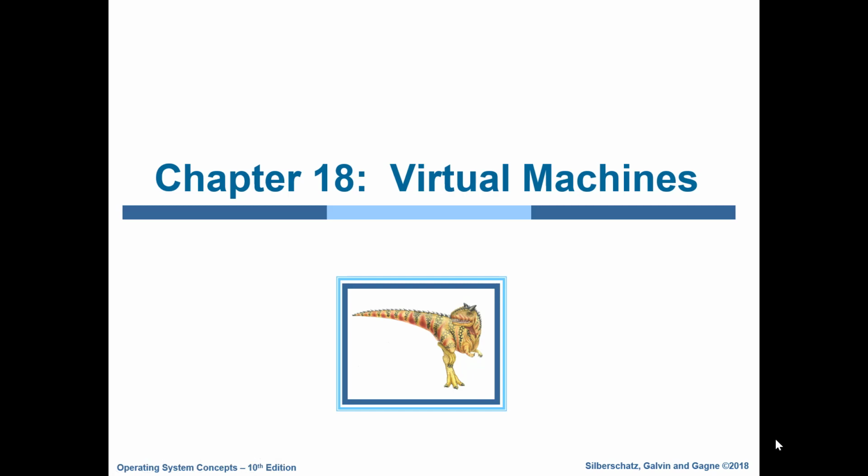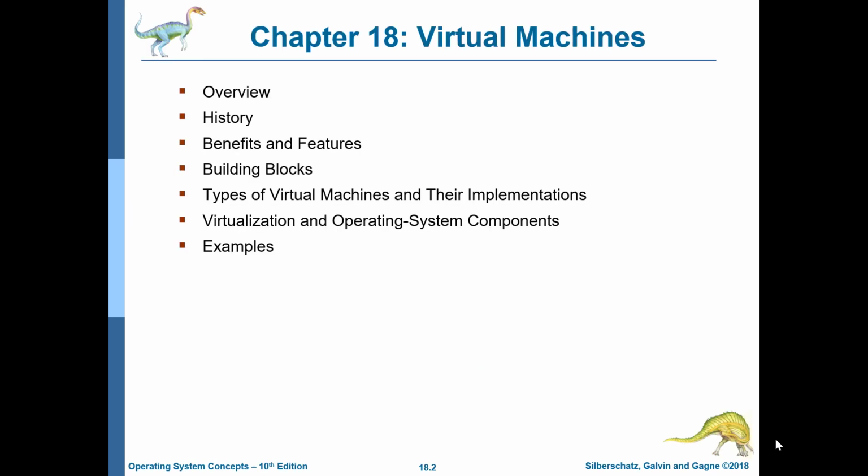Welcome to chapter 18. This is the chapter on virtual machines. In this chapter, we'll look at an overview, the history of virtual machines, benefits and features, and building blocks. We'll look at the different types of operating system virtual machines and their implementations, and also look at different virtualization and OS specific concepts. And then, of course, we will discuss examples.